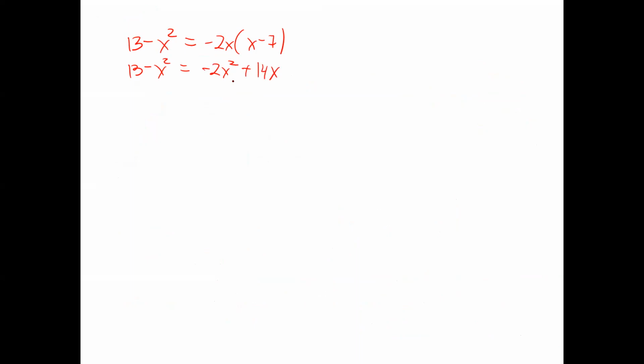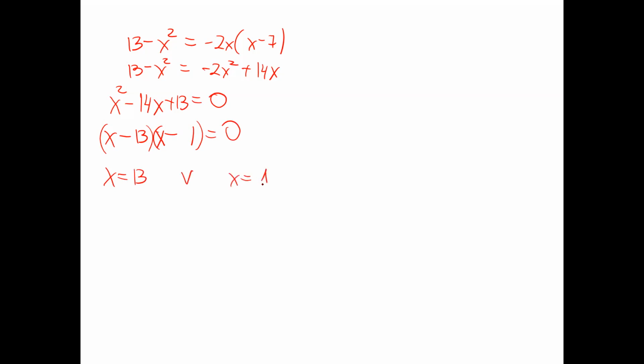Now, let's add 2x squared to both sides. 2x squared and negative x squared will be 1x squared. Let's subtract 14x and add 13. We can try to factor, and I believe 13 and 1, minus and minus, oh, x is missing. And now x equals 13 or x equals 1.